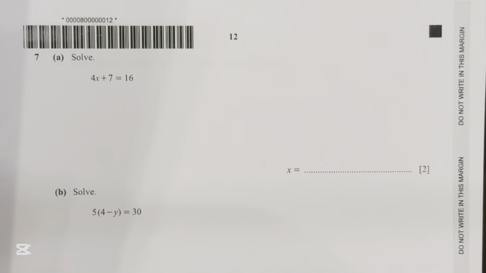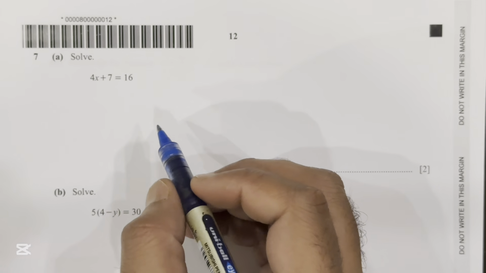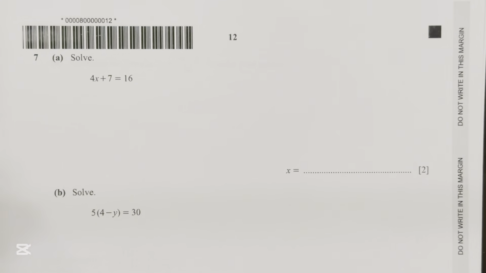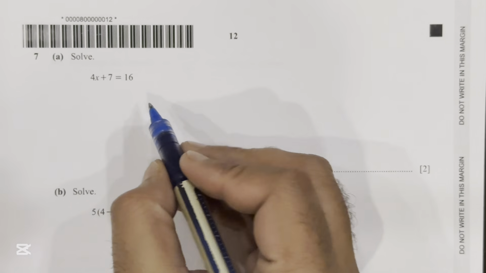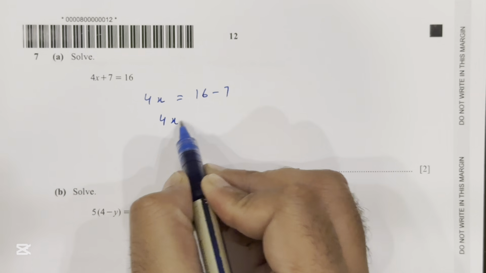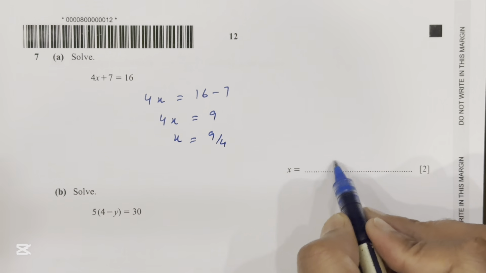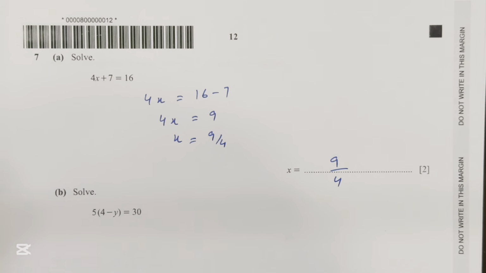Okay, moving to question number 7, that is from the topic of algebra. 4x plus 7 is equal to 16. Again, this is the second easiest question of this paper. So it would be 4x is equal to 16 minus 7, that is 4x is equal to 9, then x is equal to 9 by 4. So your answer is x is equal to 9 by 4.